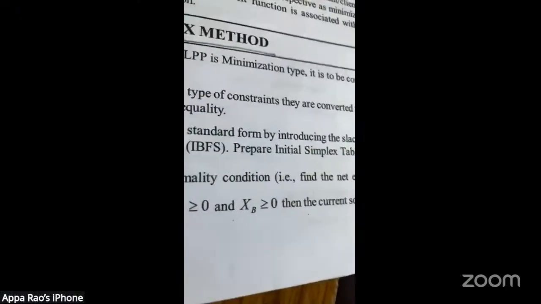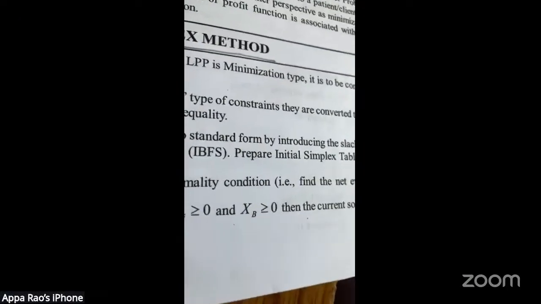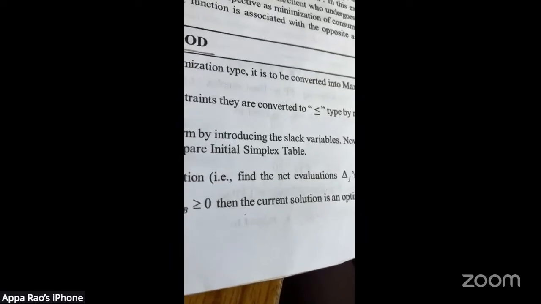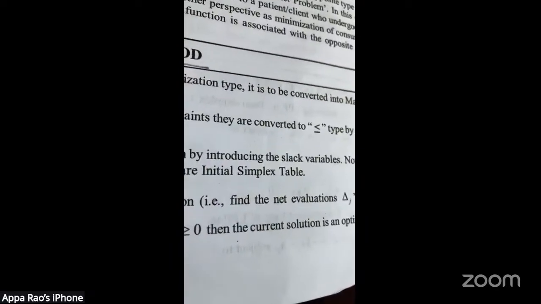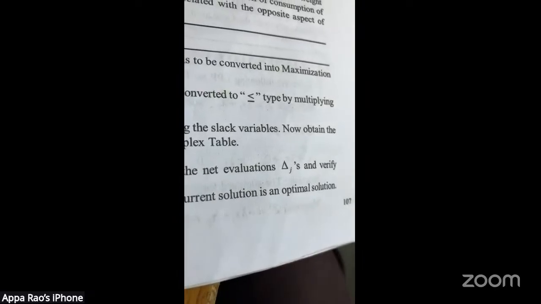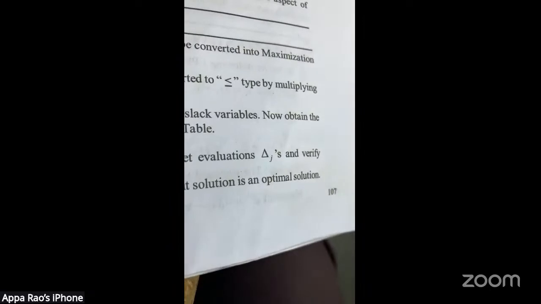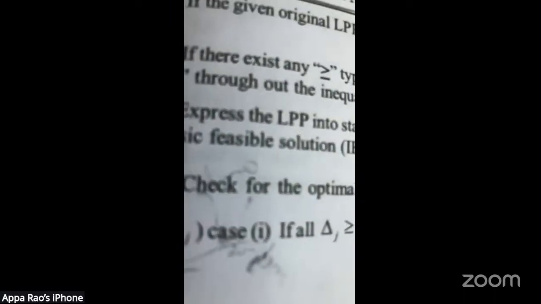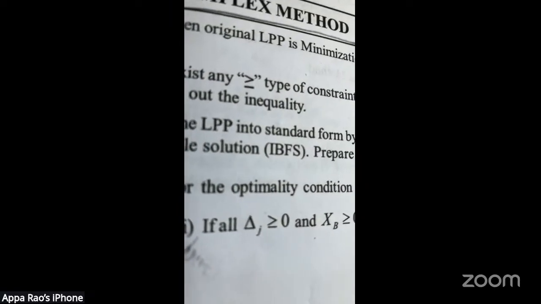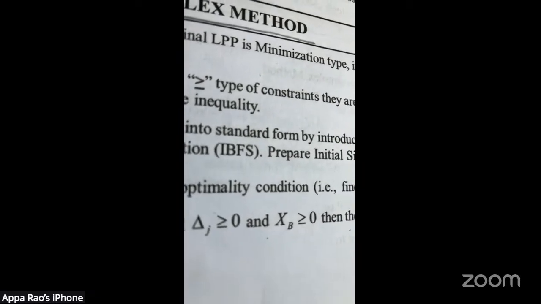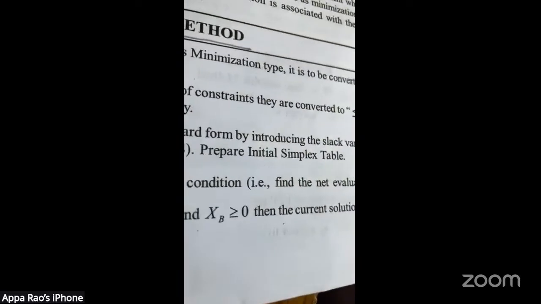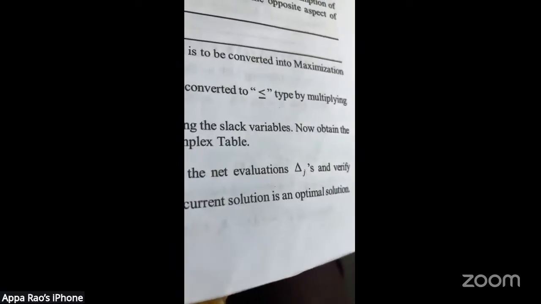Check for the optimality condition. Find the net evolution, the delta z_j's, and verify delta j is greater than or equal to 0 for all j. Case 1: if all delta_j are greater than or equal to 0 and xB is greater than or equal to 0, then the current solution is an optimal solution.